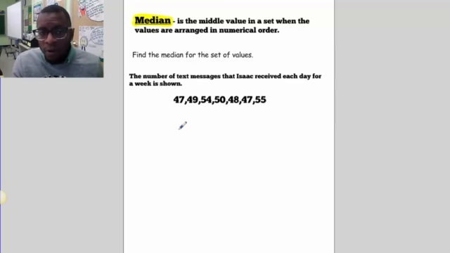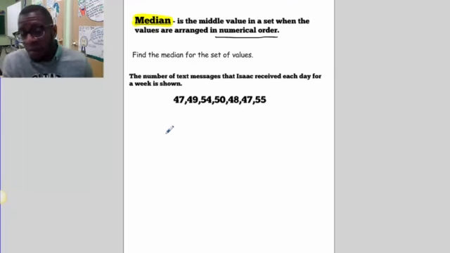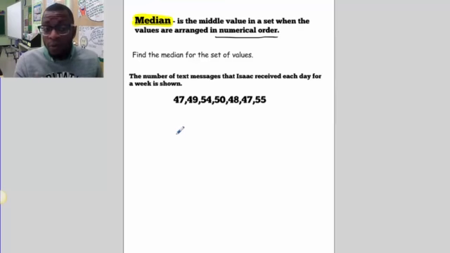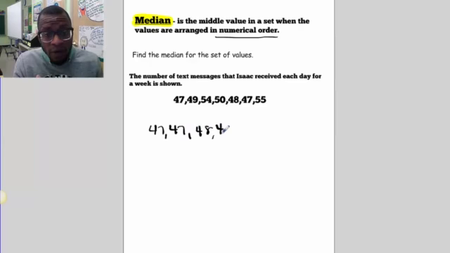Okay, and so what we want to do is pay attention that it needs to be in numerical order. Okay, that is very important when you're finding the median. When you're finding the average, it doesn't matter if it's in order, but when you're finding the median, it does. Okay, and so we're going to write these in order. So we have 47, 47, 48, 49, 50, 54, and 55. And so I'm just going to double check that I still have 7 values.